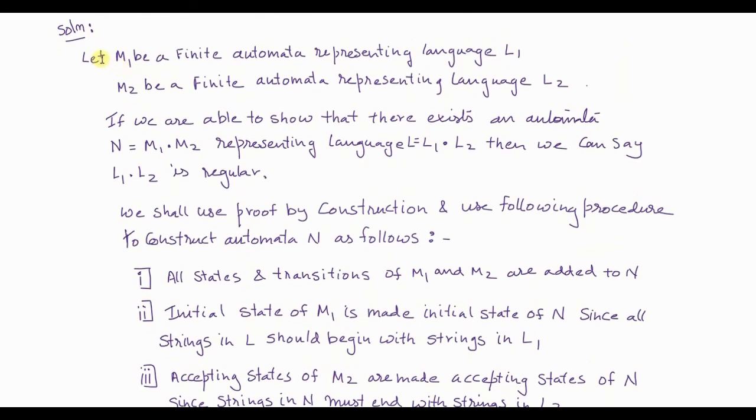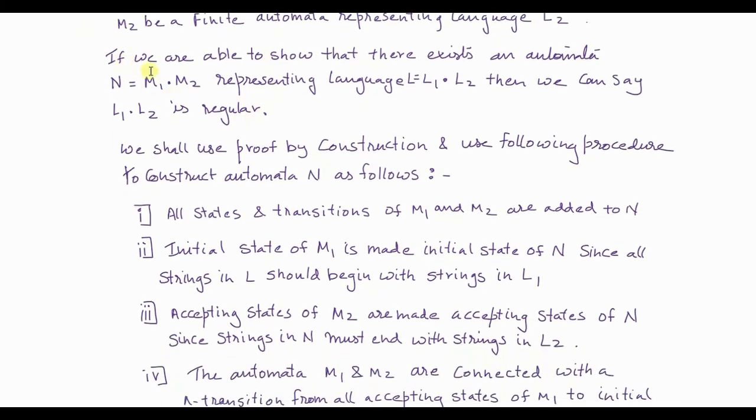Since it is known that L1 is regular, I can have an automata. So I say that M1 be a finite automata representing the language L1. Let M2 be a finite automata representing the language L2. So let M1 and M2 be two automatas representing both the regular languages which are given to us, L1 and L2. If we are able to show that there exists an automata N, that is M1 dot M2, representing the language L, that is L1 dot L2, then we say that L1 dot L2 is regular.